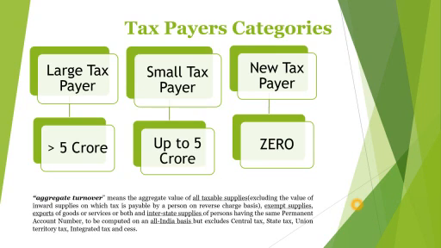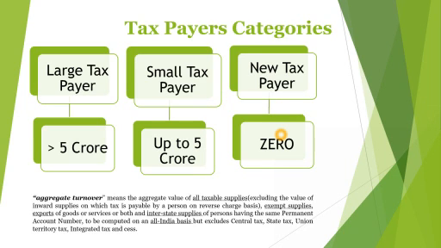Categorization of the taxpayer has been made based on the turnover. A large taxpayer is defined as having aggregate annual turnover in the previous financial year greater than 5 crores. A small taxpayer is one whose aggregate annual turnover in the previous financial year is up to 5 crores. For a new taxpayer, the aggregate annual turnover is considered as nil.